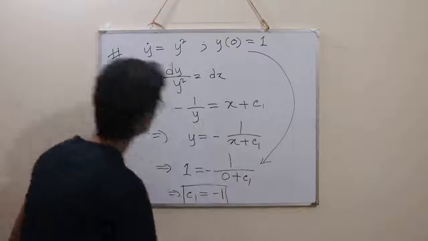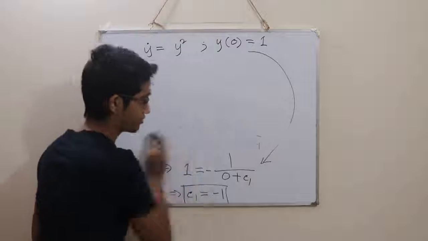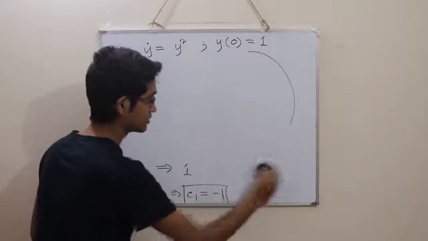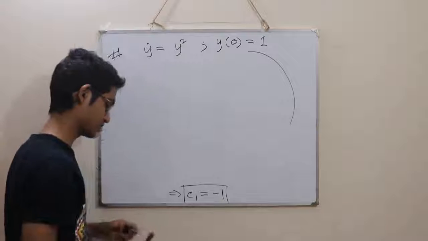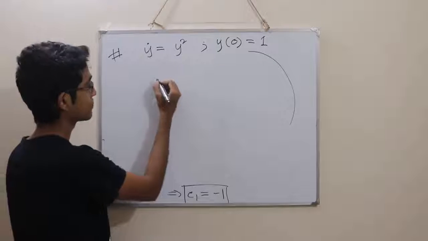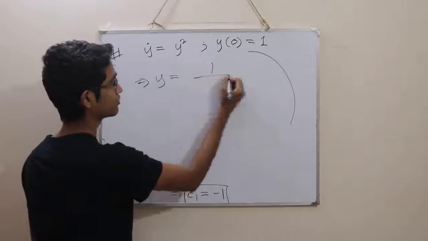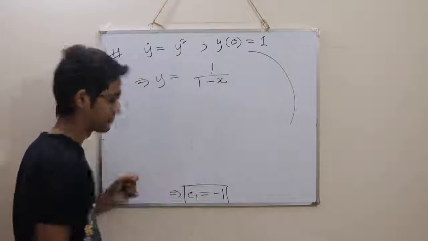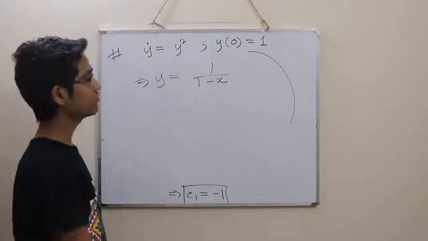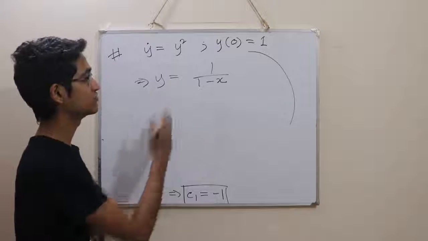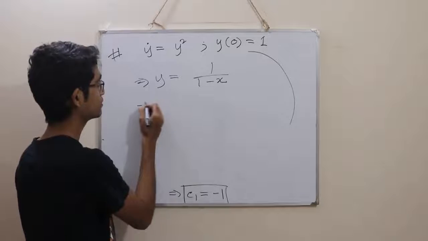So our solution for this system is, we will just put the value of c1 in the general solution, and we will get y equal to 1 over 1 minus x, and this is the solution that we arrived to. Now let's take a look at how this behaves in a graph.